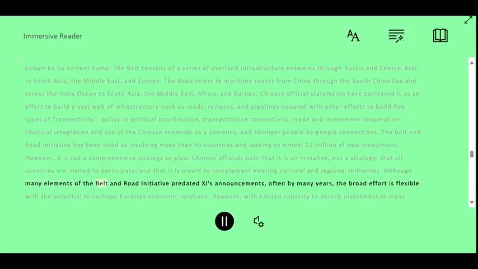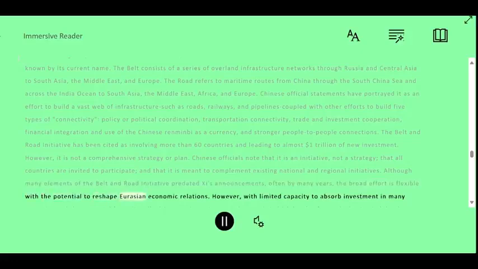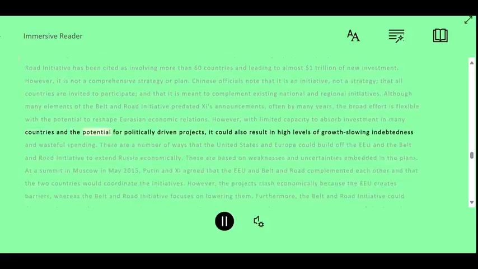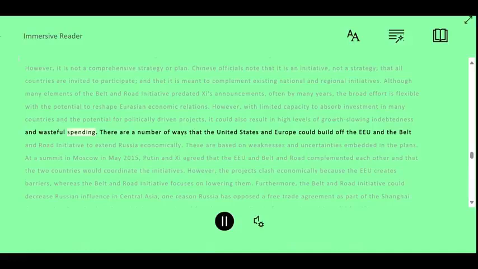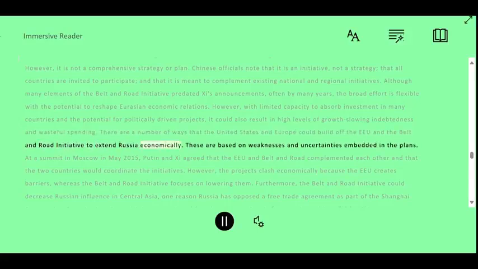Although many elements of the Belt and Road Initiative predated Xi's announcements, often by many years, the broad effort is flexible with the potential to reshape Eurasian economic relations. However, with limited capacity to absorb investment in many countries and the potential for politically driven projects, it could also result in high levels of growth-slowing indebtedness and wasteful spending. There are a number of ways that the United States and Europe could build off the EU and the Belt and Road Initiative to extend Russia economically. These are based on weaknesses and uncertainties embedded in the plans.